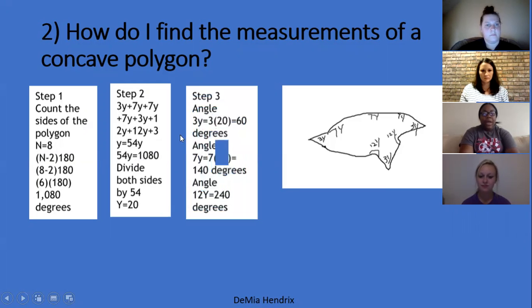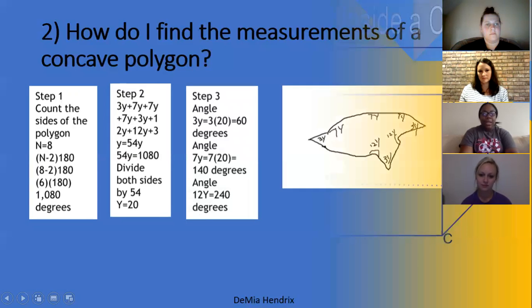And then for our final step, you're going to plug in: 3y equals 3 times 20, which equals 60 degrees. And then 7y equals 7 times 20, which equals 140 degrees. And then 12y equals 240 degrees. So that's how you find the measurement of a concave polygon.